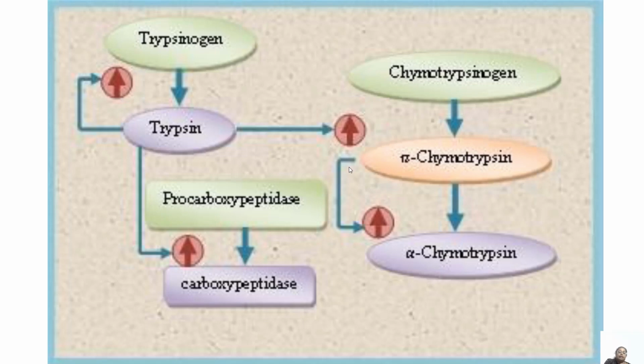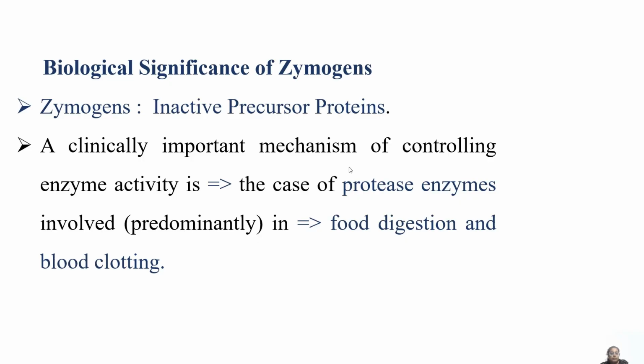So this is the entire structure. If you see trypsinogen to trypsin, chymotrypsinogen to chymotrypsin, procarboxypeptidase to carboxypeptidase. So what is the biological significance of zymogens? They are inactive precursor proteins, a clinically important mechanism of controlling enzyme activities. This is the case for protease enzymes involved predominantly in food digestion and blood clotting.